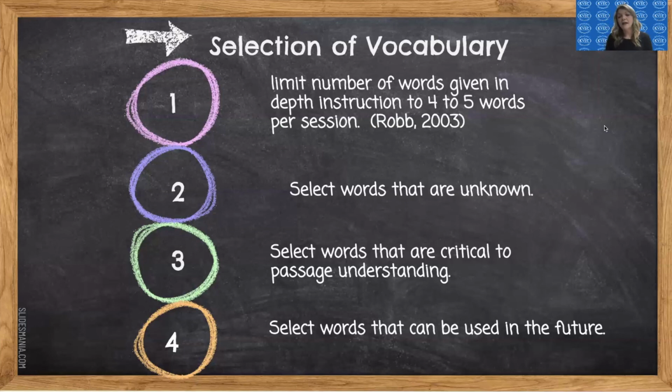And then lastly, select words that can be used in the future. That's what I was talking about with the tier 2 words. Those are words that are a little bit difficult. That's going to help them with the understanding of the unit or the story, but then also they could take that knowledge that they've learned for that lesson and use it in the future and in their everyday life. So you want to focus mostly on those tier 2 words when selecting vocabulary. But like I said, sometimes you do have to pick words that are critical to that passage understanding, so that they can get the lesson or the task at hand.